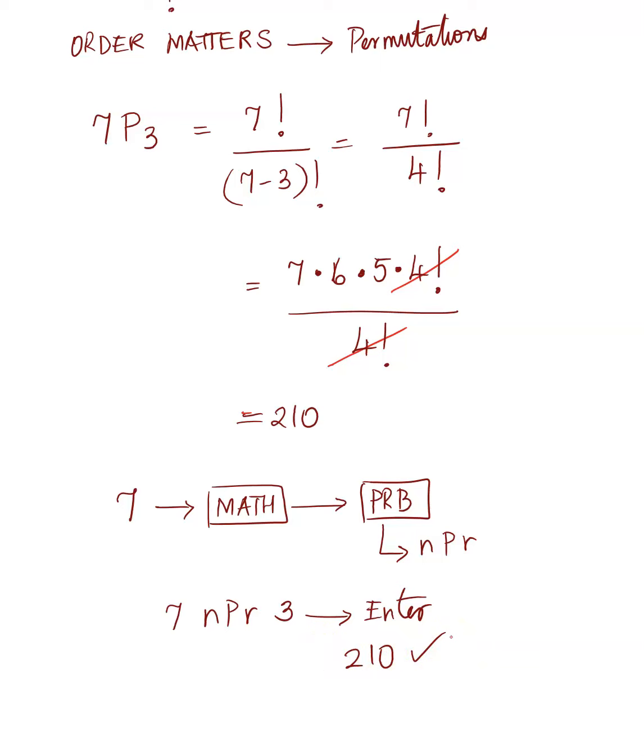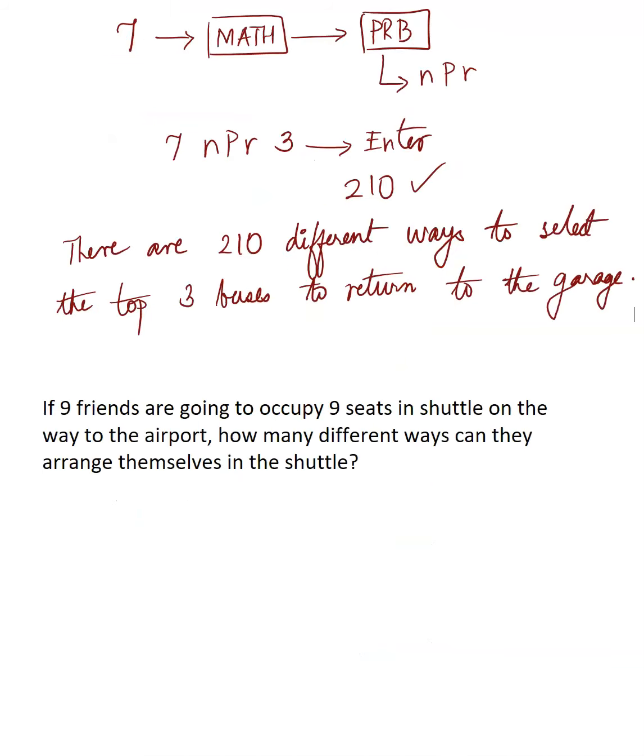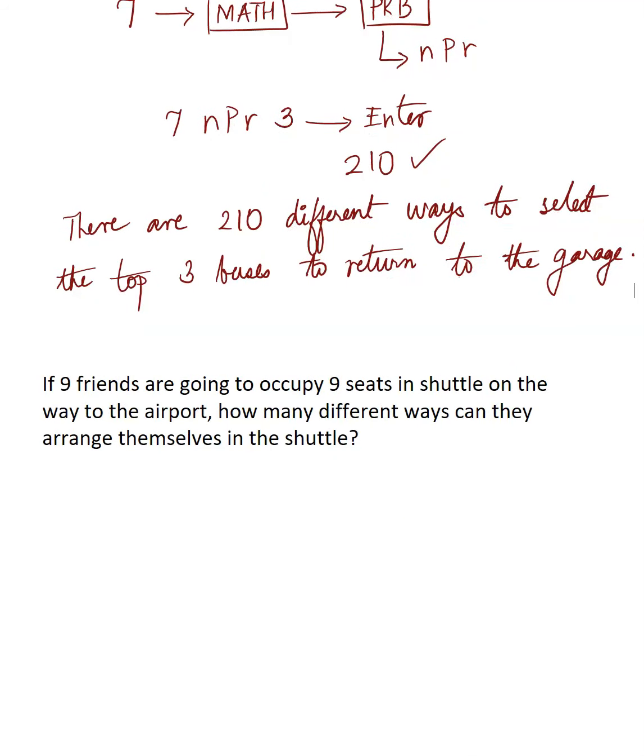So what this means is that there are 210 different ways to select the top 3 buses to return to the garage out of the 7 buses. You can see I just wrote that there. Let's go to the next problem.